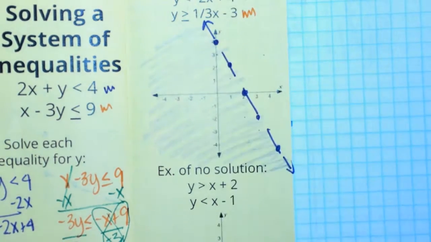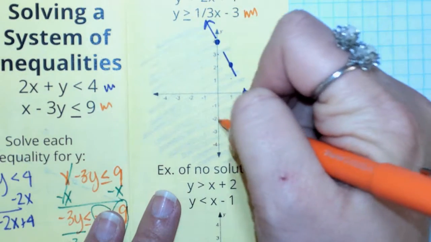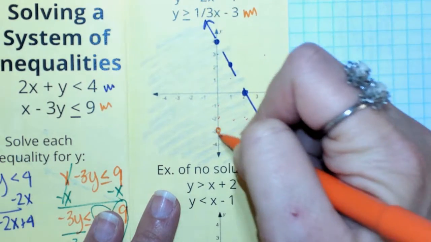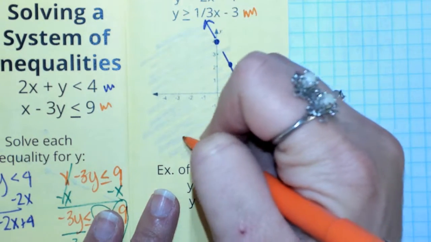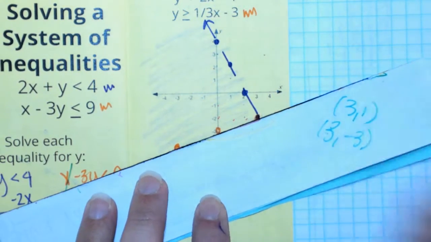All right, let's graph the orange guy. How do we graph him? What do we do first? So down 3, up 1, right 3. Look at us go. We are on it. All right, solid or dashed line? Solid.